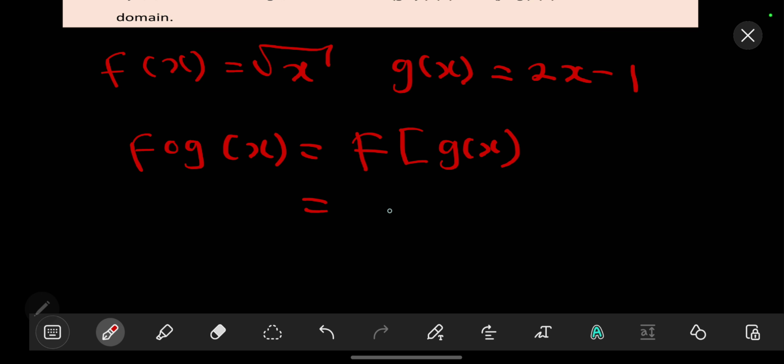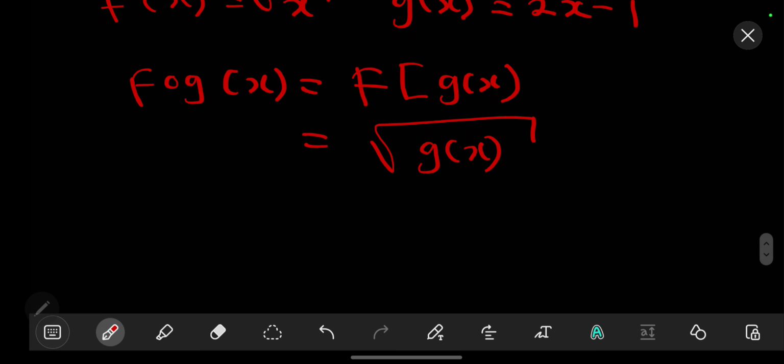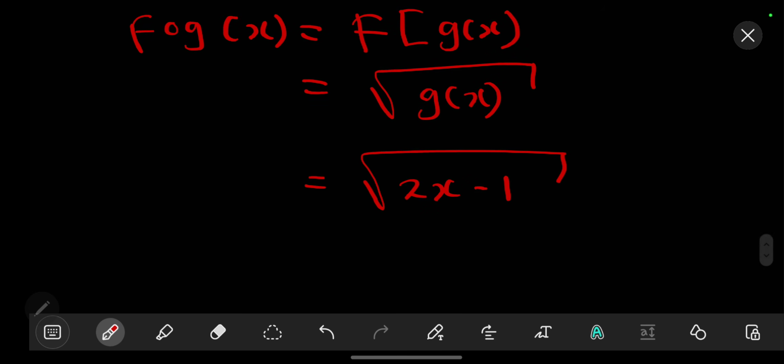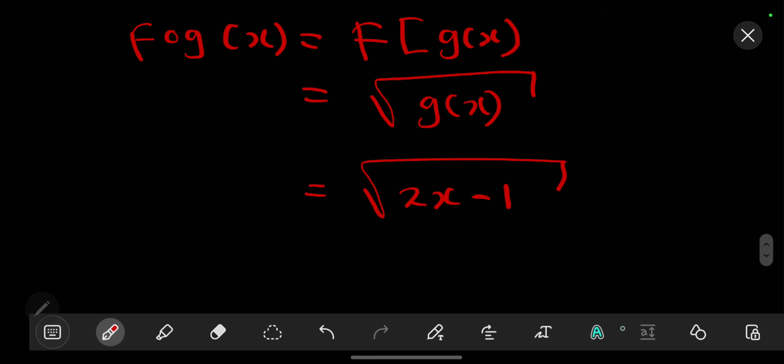So we have our f is equal to the square root, where there is x, we are going to put our g of x. That's the meaning. So we have the square root of our g of x, which is 2x minus 1. So just as we said, whatever is inside the square root should always be greater than or equal to 0, so that it gives us a positive value. So this is our f of g of x.